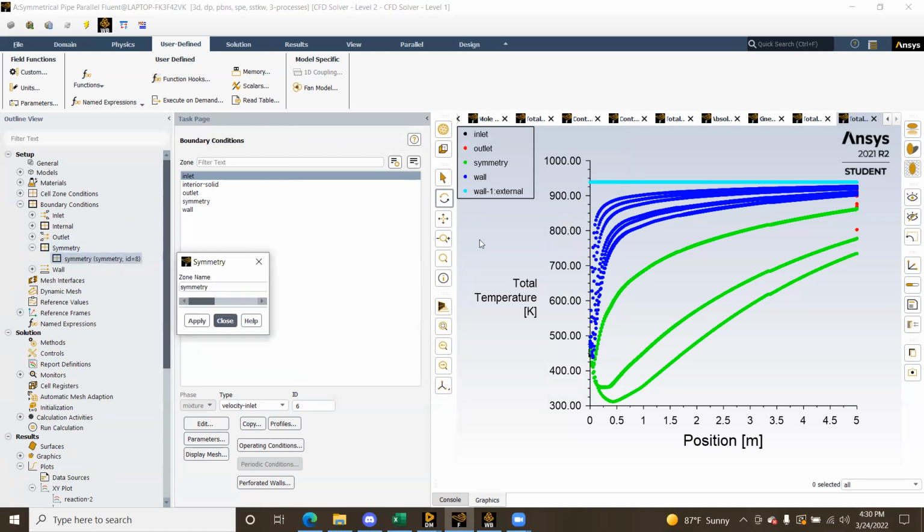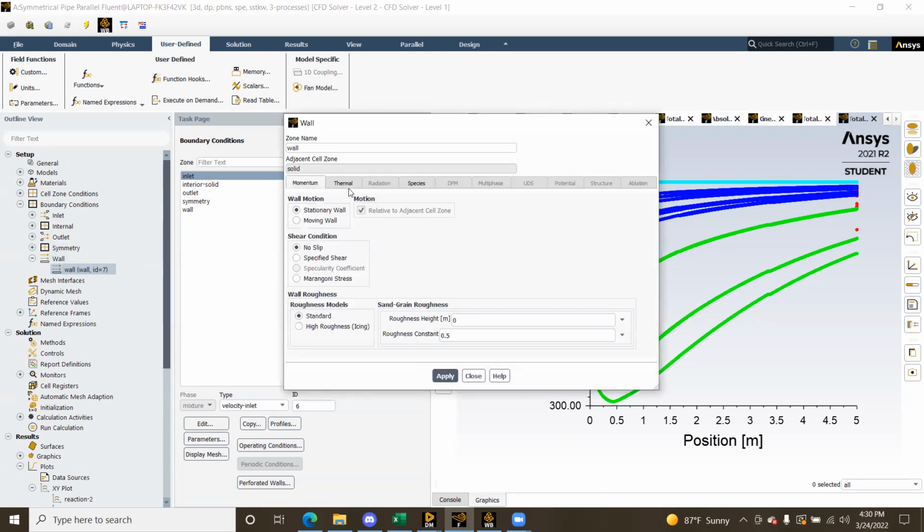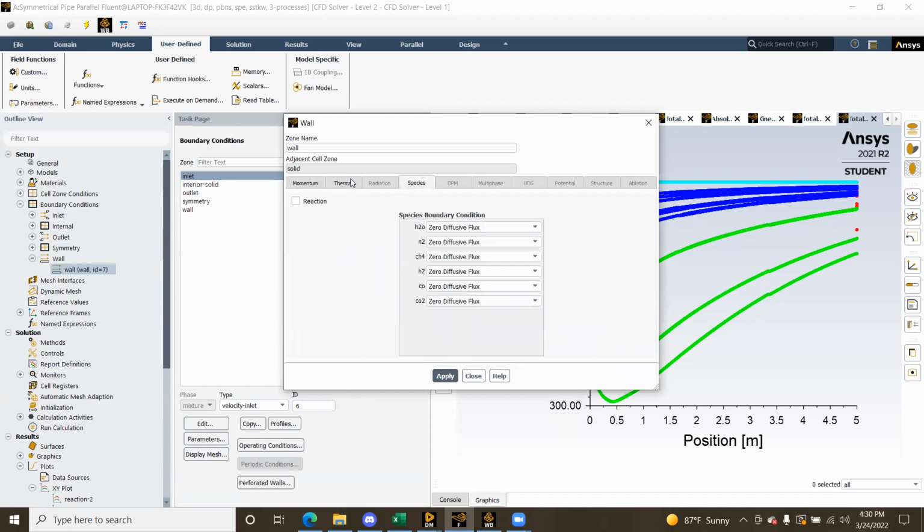For the symmetry, I don't think that anything was special for that. Yeah, it's just a zone name. And then for the wall, I didn't change anything with the momentum. I didn't change anything with the species.